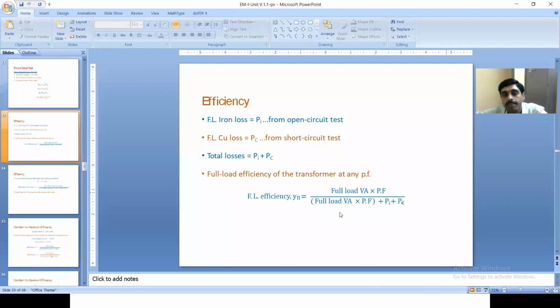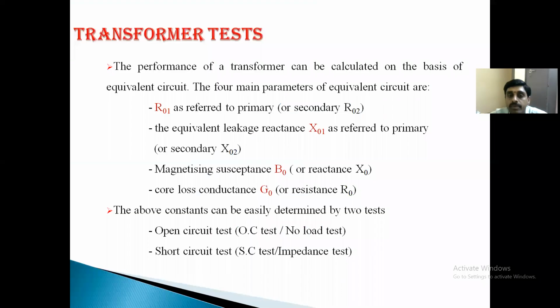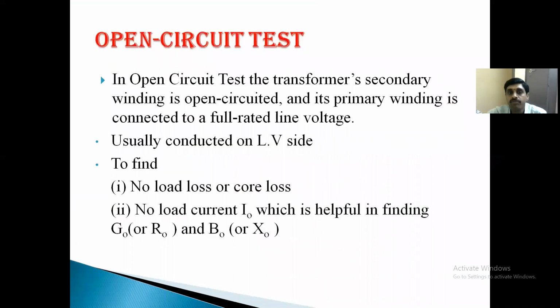I think you already have a better idea about the OC and SC tests. You have come across these tests before. Have you gone through the OC and SC tests in the first year? Yes, sir. And you have done problems on them, gone through different types of problems, and also conducted them in the laboratory. So just a brief discussion about this.